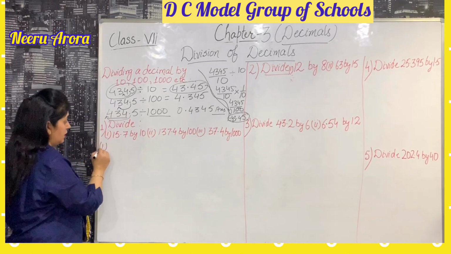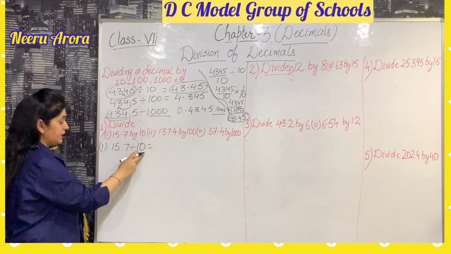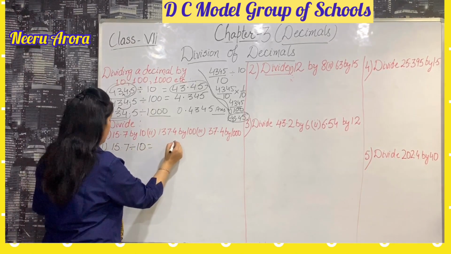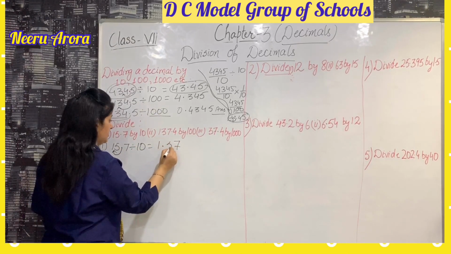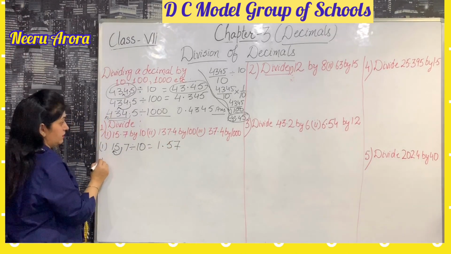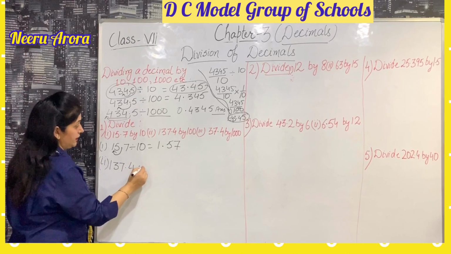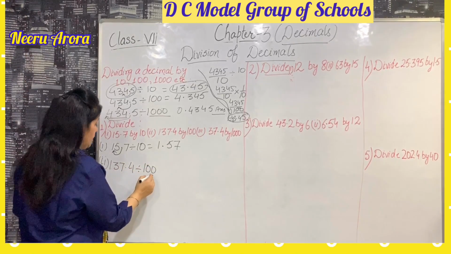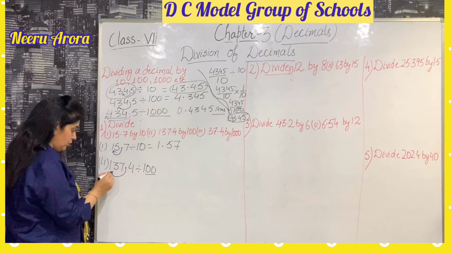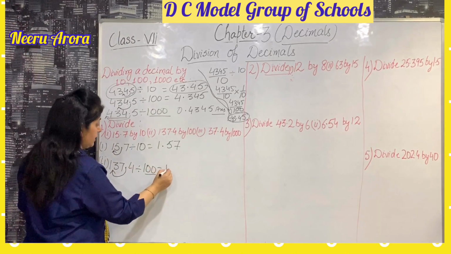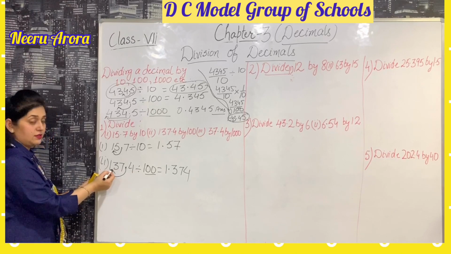First sum is 15.7 divided by 10. So it is divided by 10. We shift the decimal one place to the left side. So it will come 1.57. Second question, 137.4 divided by 100. So here it is divisible by 100. So we will shift this decimal 2 places to the left side. We will get 1.374. This decimal shifts to this side.